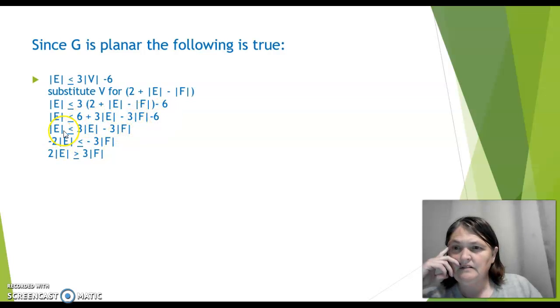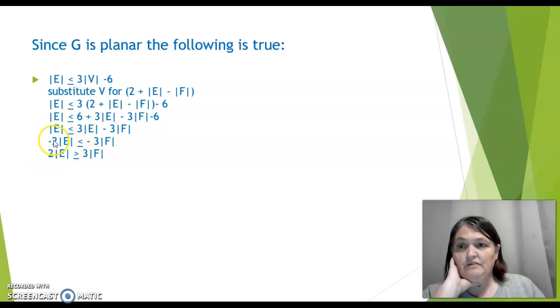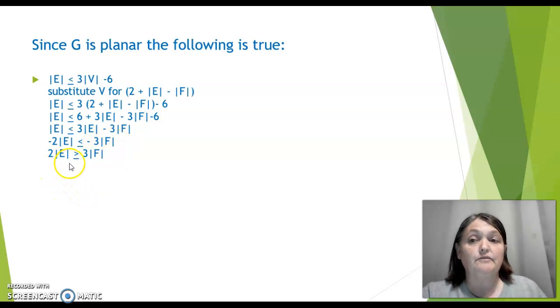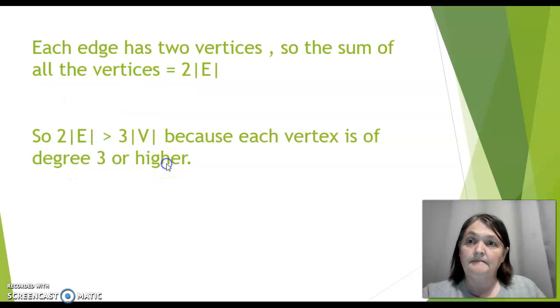The 6's cancel, so we have the number of edges is less than or equal to 3 times the number of edges minus 3 times the number of faces. Move the 3 edges over, and we have negative 2 times edges is less than or equal to negative 3 faces. So when we get rid of the negative, we have 2 times the number of edges should be greater than or equal to 3 times the number of faces, which is what we had on the previous slide.